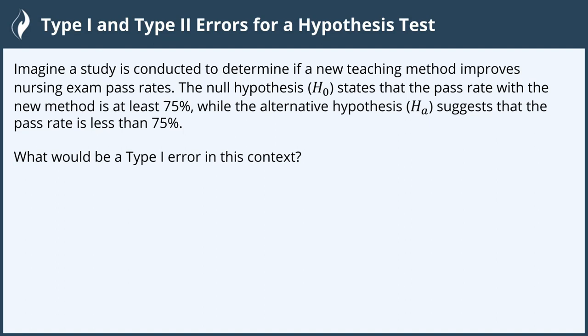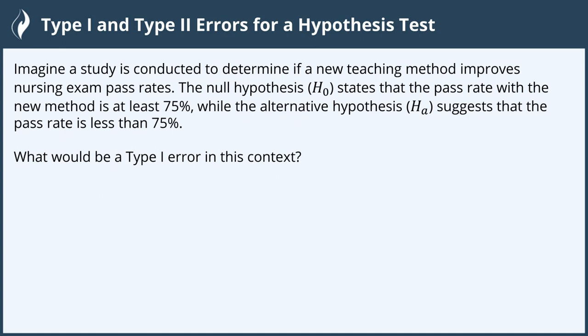Hi everyone! In this video, we will identify type 1 and type 2 errors for a hypothesis test. Imagine a study is conducted to determine if a new teaching method improves nursing exam pass rates. The null hypothesis states that the pass rate with the new method is at least 75%, while the alternative hypothesis suggests that the pass rate is less than 75%. What would be a type 1 error in this context?